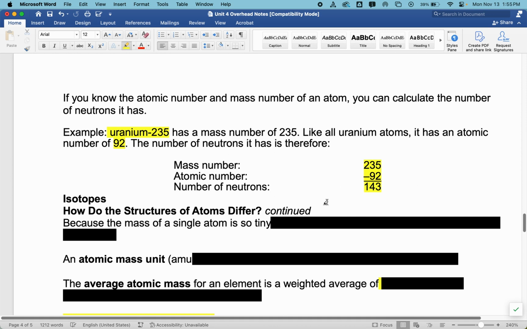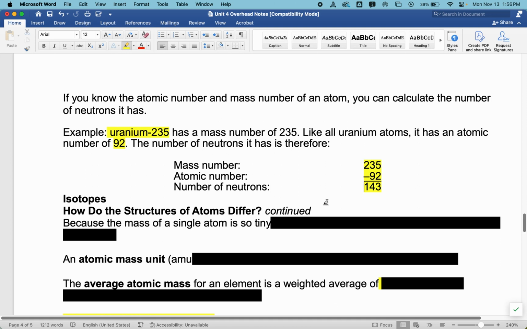Each atom of uranium may have a different number of neutrons, and so they're going to have different mass numbers, but they're all still uranium. And you can look up for any element what those are, and scientists already know them.